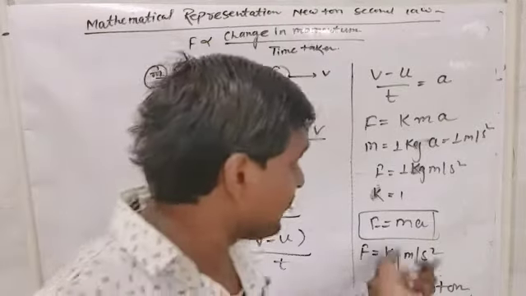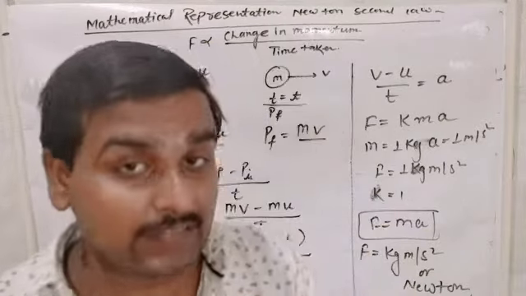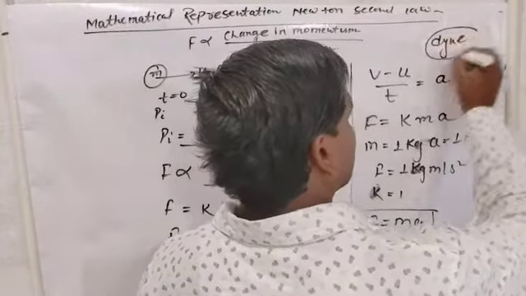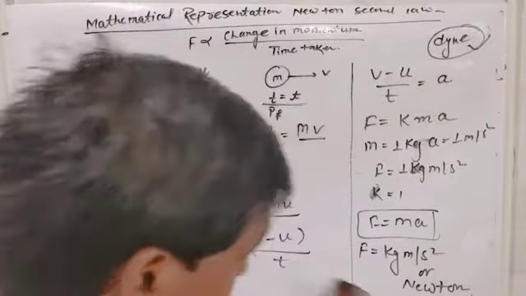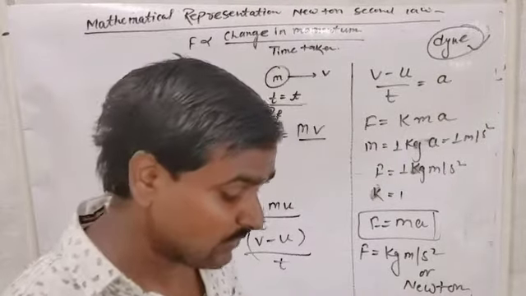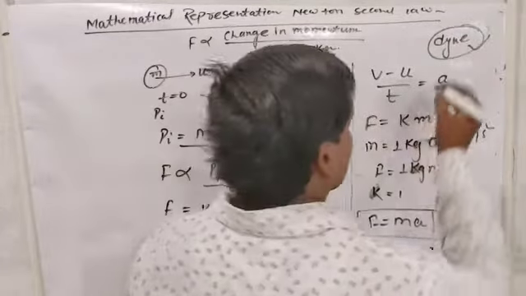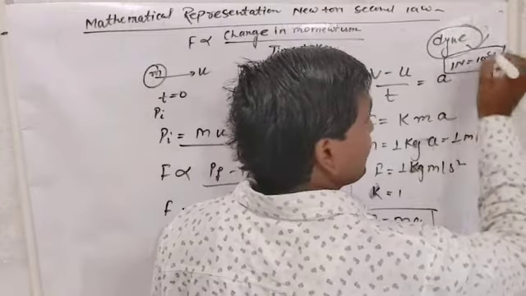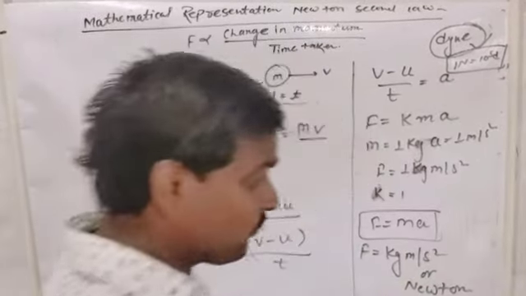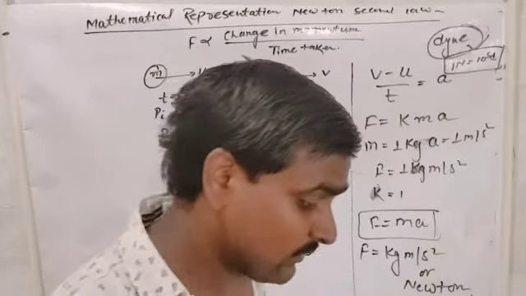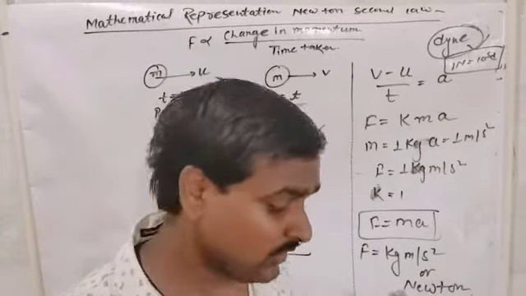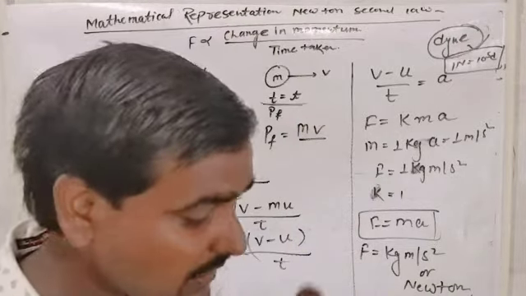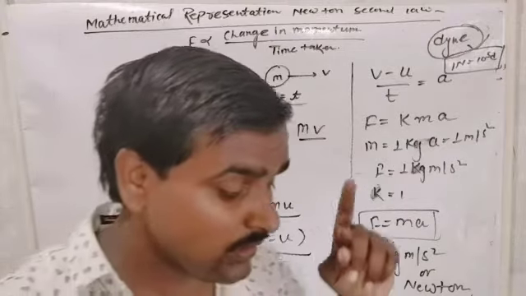Another unit of force is dyne. Dyne is the CGS unit of force, and the relation between Newton and dyne is 1 Newton is equal to 10 power 5 dyne. One dyne is defined as the force which is capable of producing an acceleration of 1 centimeter per second square on a body of mass 1 gram.